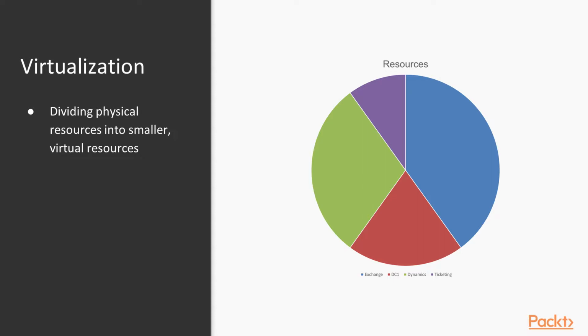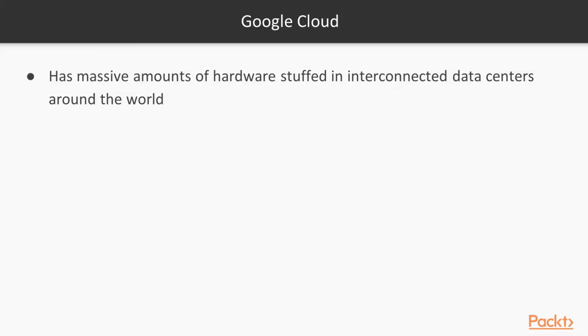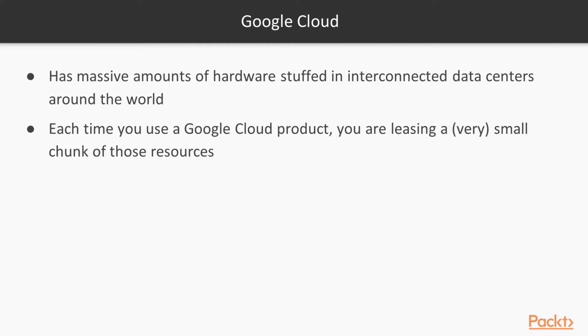Remember that virtualization just means taking physical hardware and using specialized software to divide the resources of that hardware into multiple smaller virtual resources. And at a large scale, virtualization is the technology that powers the cloud. Consider that Google Cloud has massive amounts of hardware stuffed into interconnected data centers around the world. Each time you deploy any product on Google Cloud or any other product on any other cloud platform, for that matter, you are leasing a very small chunk of those available hardware resources.